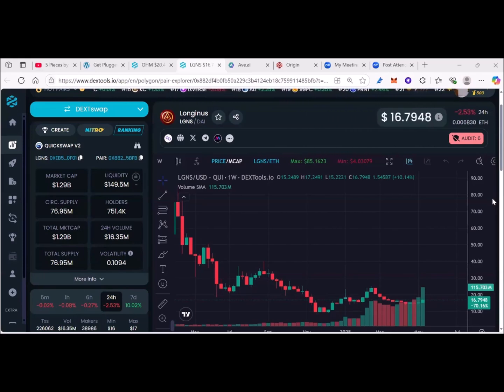You can simply go to YouTube and Google how to download a MetaMask wallet on your PC, on your Apple, on your iPhone. Just watch that video and go ahead and set it up.